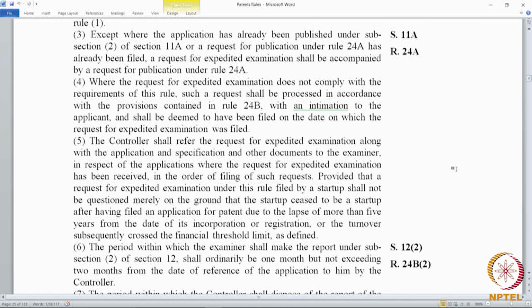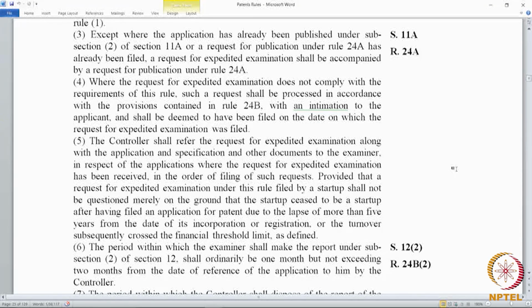Sub-rule 3 states that except where the application has already been published under sub-section 2 of Section 11A, or a request for publication under Rule 24A has already been filed, a request for expedited examination shall be accompanied by a request for publication under Rule 24A. This simply means when you file Form 18A, if you have not already filed Form 9, you have to file it along with Form 18A. Form 9 is the request for publication.